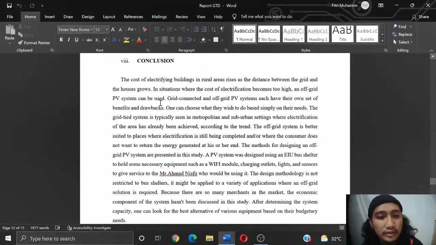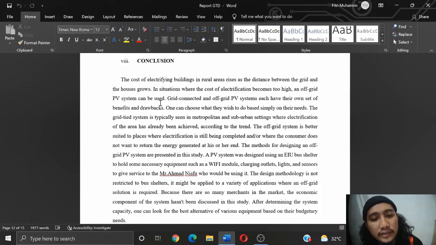Then the conclusion for the project: the cost of electrifying buildings in rural areas rises as the distance between the grid and the house grows. In situations where the cost of electrification becomes too high, an off-grid PV system can be used. Grid-connected and off-grid PV systems each have their own set of benefits and drawbacks. One can choose what they wish to do based simply on their needs.